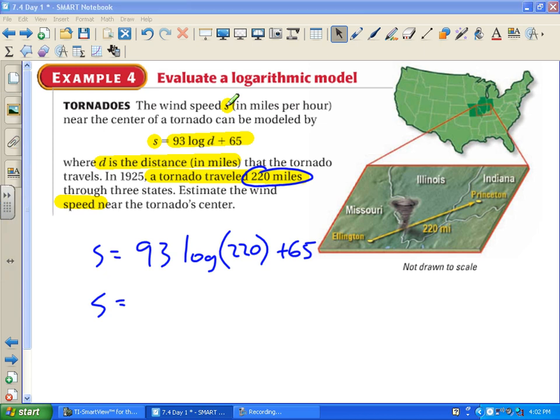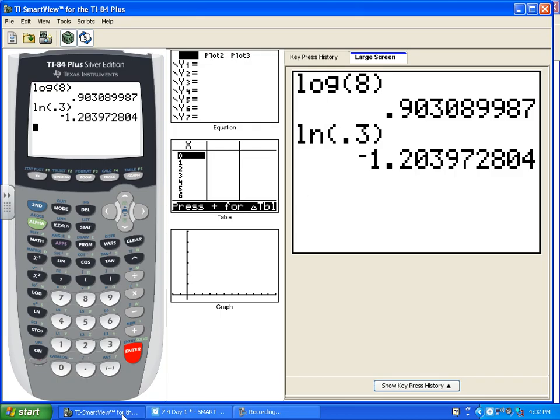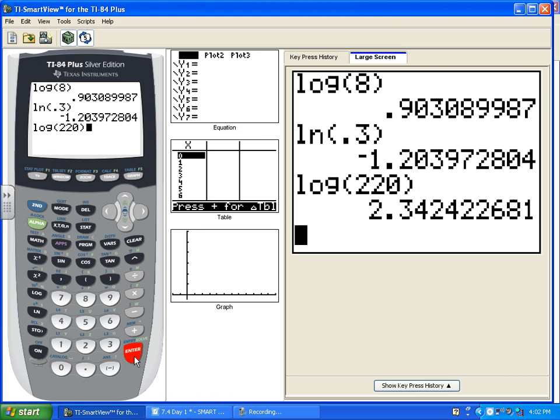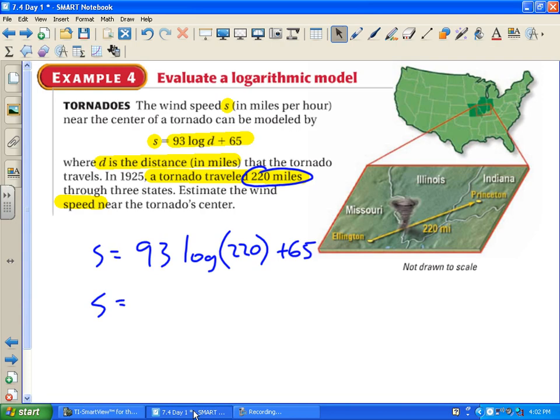The first thing we need to do actually is do the log. So log of 220 is what I need to do. Notice there's no base on this log. That's a reminder that we're talking about the common log. So I need to find the common log, which is the log of, I'll clear that out for you. That's the log of 220. It's that number. You can leave it in your calculator. You can write it on your paper if you want. I tend to just leave it in my calculator and do all the work. So there's the log of 220.